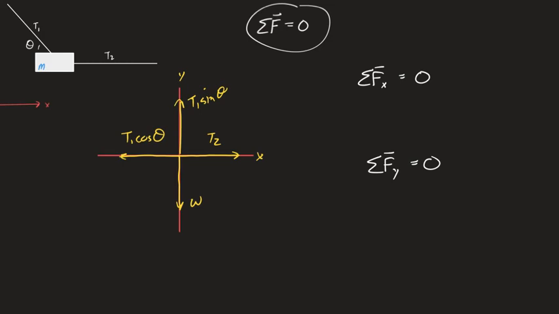Follow the instructions. So in the x direction, I have T2 to the right, so it's positive. I have T1 cosine theta to the left, it's negative. So I am setting this direction to be positive and this direction to be negative. And I'm setting those equal to 0. Going to do the same thing in the y direction. I'm going to set upwards to be positive and downwards to be negative. So I'll have T1 sine theta, positive, minus weight equals 0.